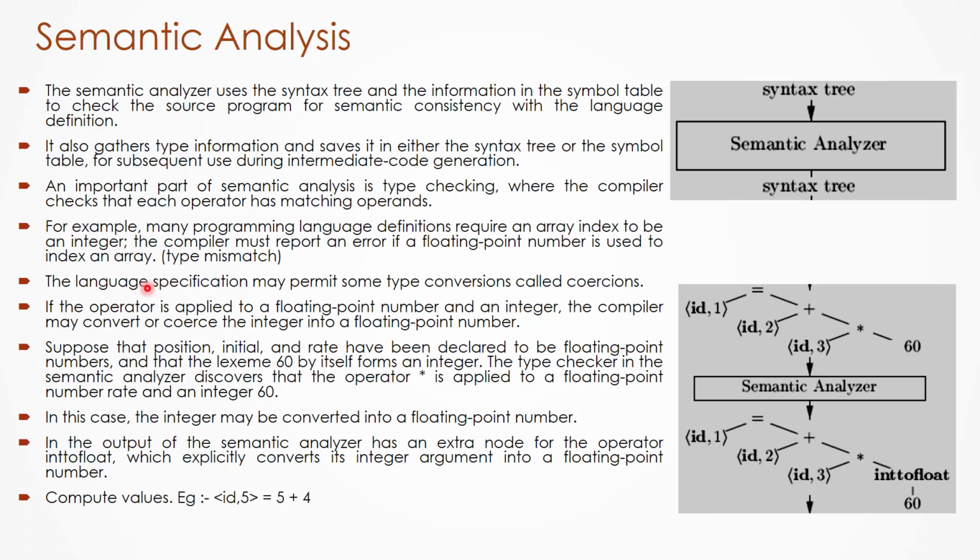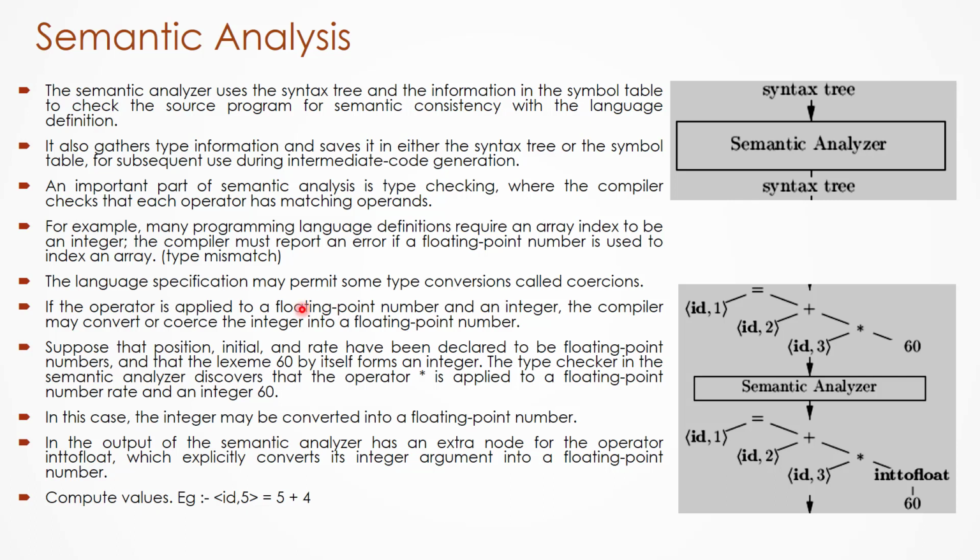The language specification may permit some type conversion called coercion. So some type conversions are also done in semantic analysis, that is coercion. Actually coercion means automatic type conversion. So automatic type conversion also happens in semantic analysis. So if you remember typecasting, it is actually not automatic conversion. Programmer is converting the variable to a different type.